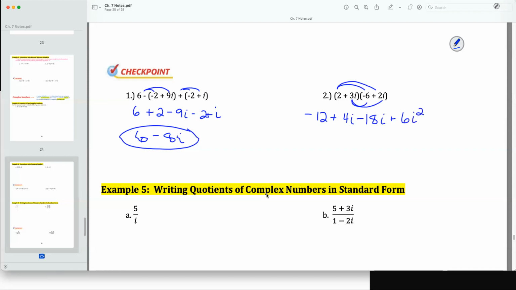Then for the simplification, I can combine these two terms in the middle here, and that's going to be negative 14i. And then i squared really equals negative 1, so I'm going to insert a negative 1 in for i squared and then simplify that. So 6 times negative 1 is negative 6. So I can combine negative 12 with negative 6. That's negative 18. That comes first. Minus 14i would be your final answer.